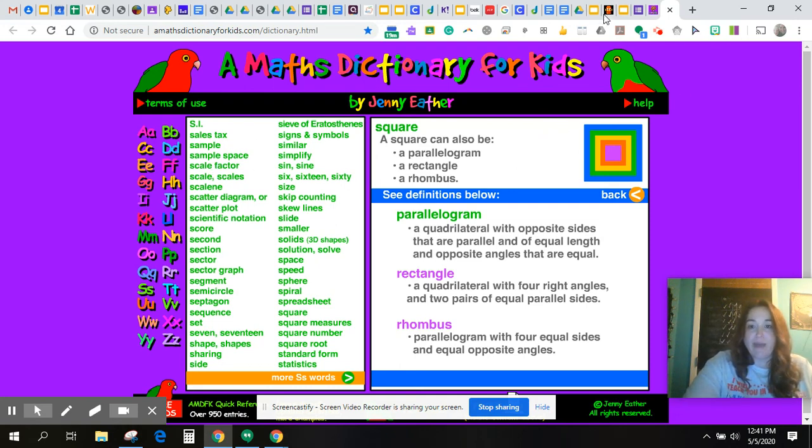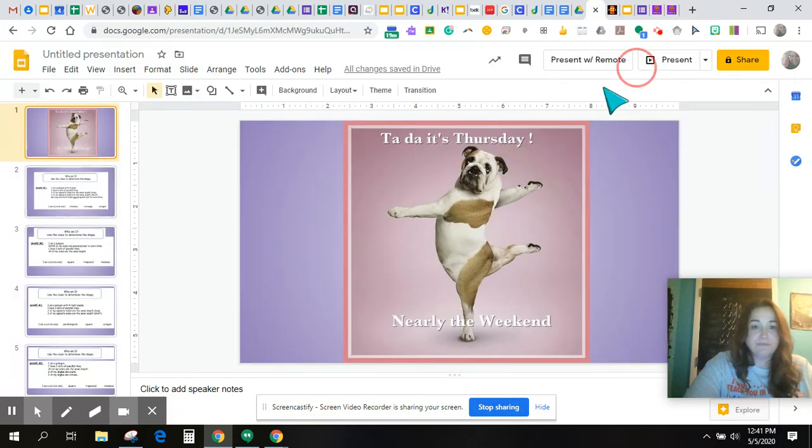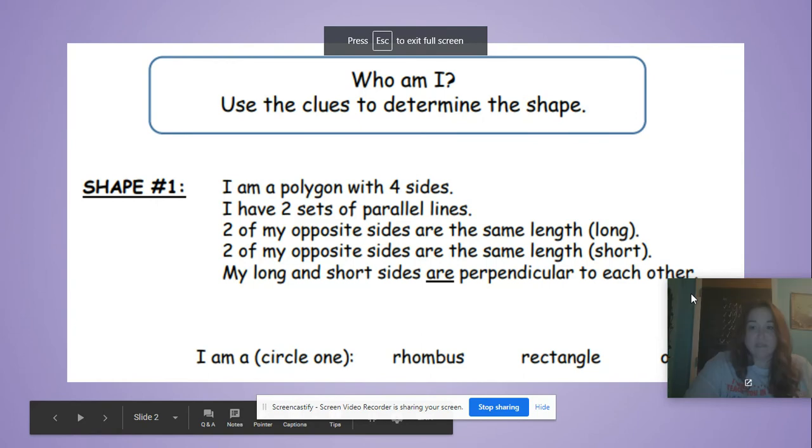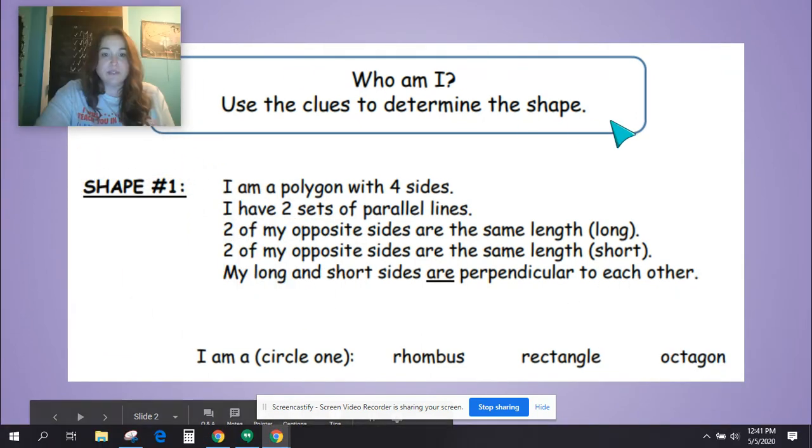So going back over to our slides, let's look at our first one together. So it says, who am I? Use the clues to determine the shape.